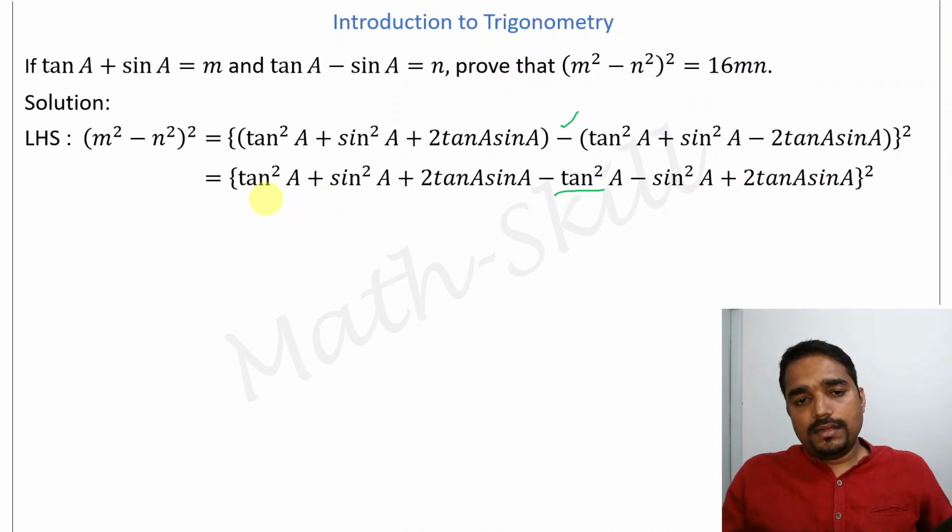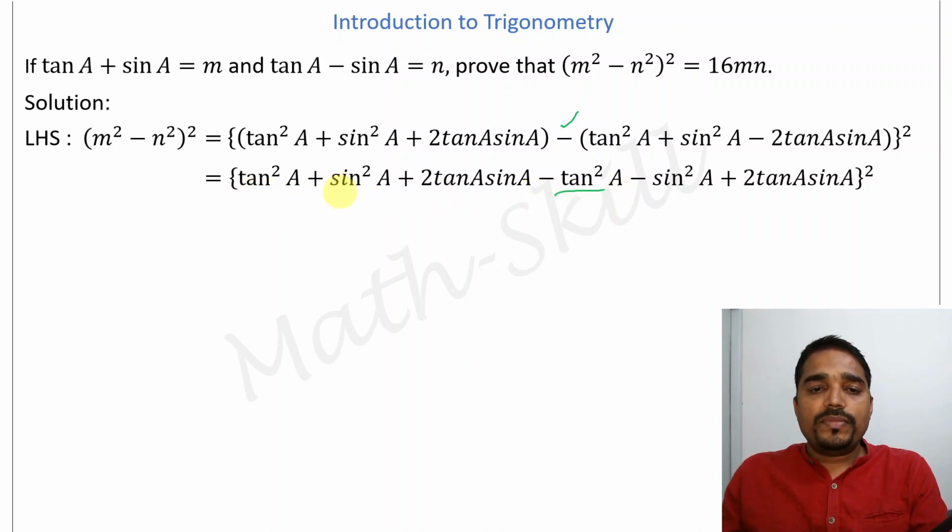Now we see that here we have tan square a with a plus sign and tan square a with a minus sign, and also sin square a with a plus sign and sin square a with a minus sign.